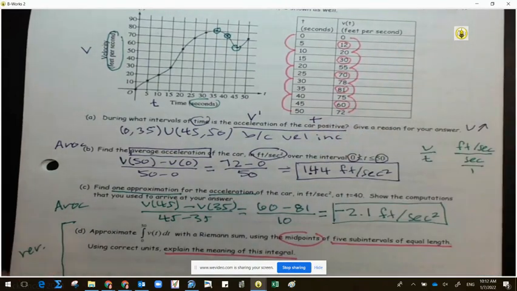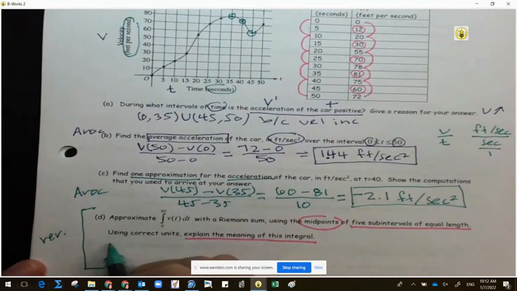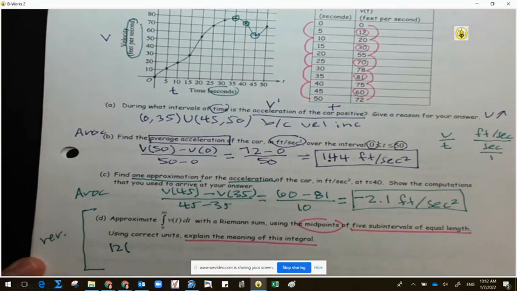And you should end up circling 5 numbers. So let's write the following. The first one that we have for the midpoint is 12. What are we going to multiply that 12 by? 5. Ooh, is it 5 or 10?